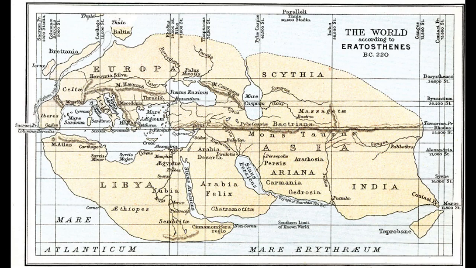But the point is, when you make a map, you put a lot of your own values and beliefs into the map you make. You don't even realize you're doing it. And that's what Eratosthenes did.